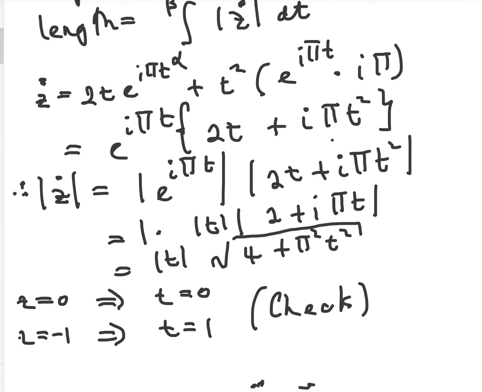You can check this. Substitute t equal to 0 for z, you get z equal 0. Substitute t equal to 1 above, you get z equal to minus 1. In fact, you could get t equal to plus or minus 1 in the second case, but I'll choose plus 1. So I should say here technically z equal to minus 1 gives t equal to plus or minus 1, and we choose the plus 1.